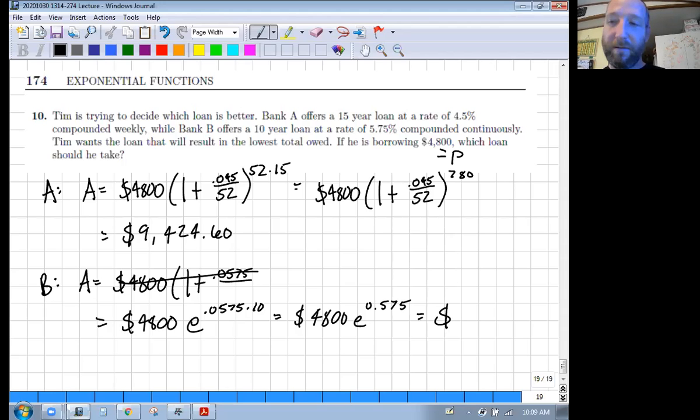So $8,530.22. So Bank B is the better choice here. He'll save like $900 by going with Bank B. He'll have to pay it off sooner, but he'll save $900.